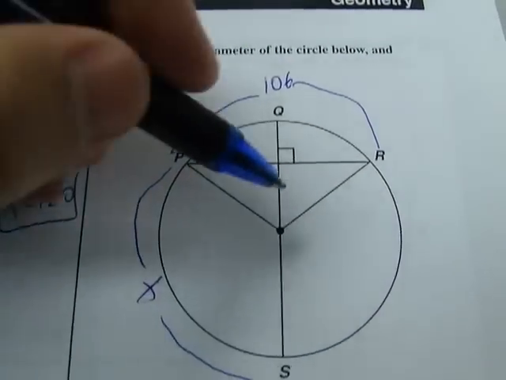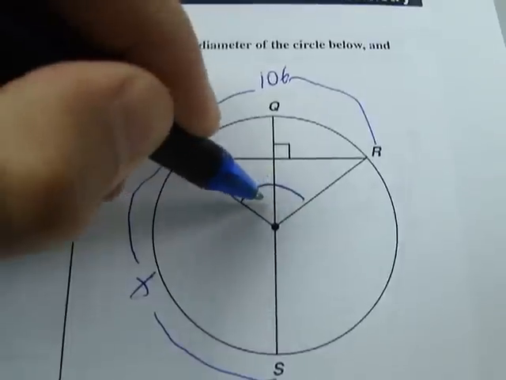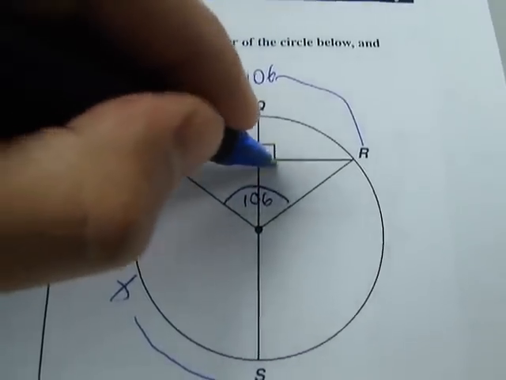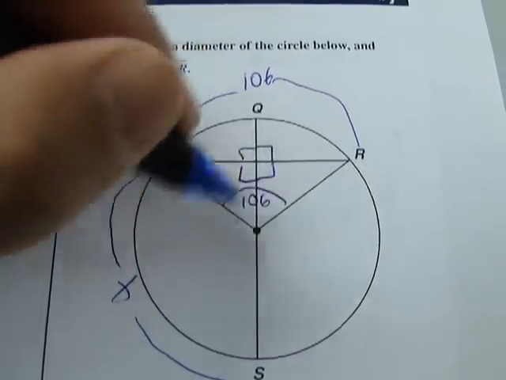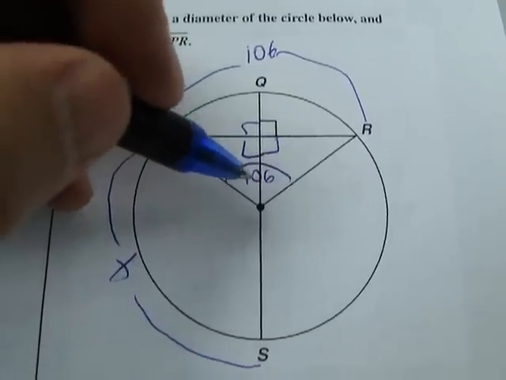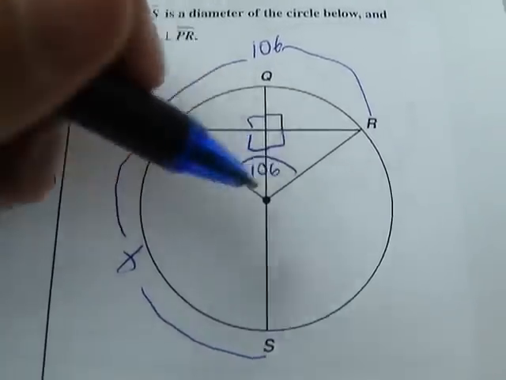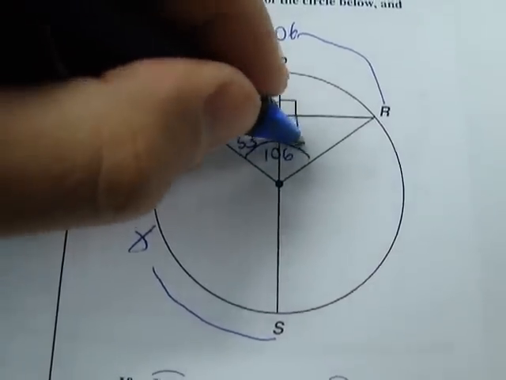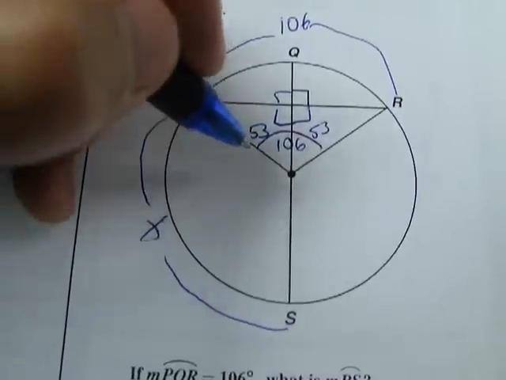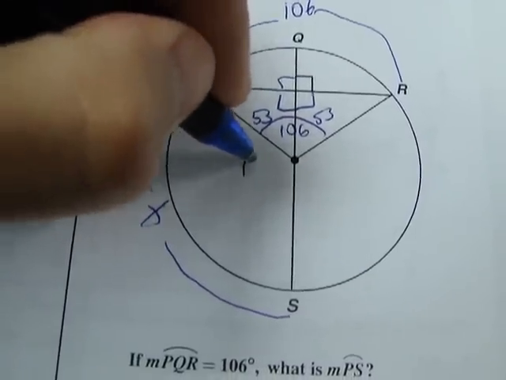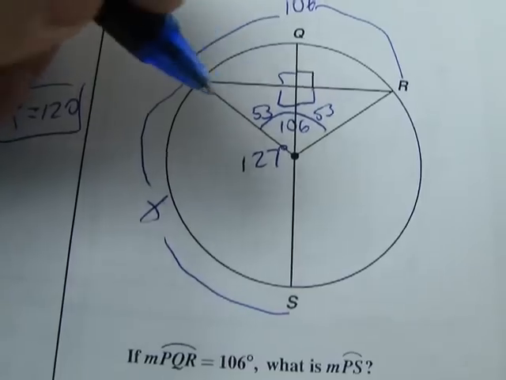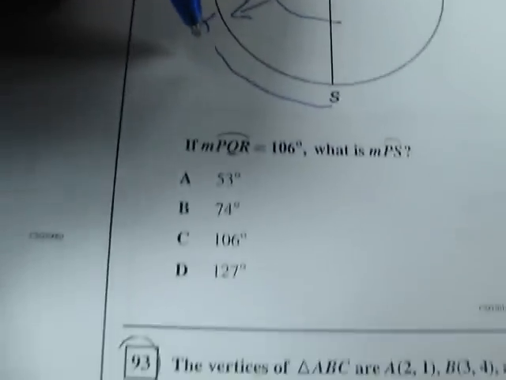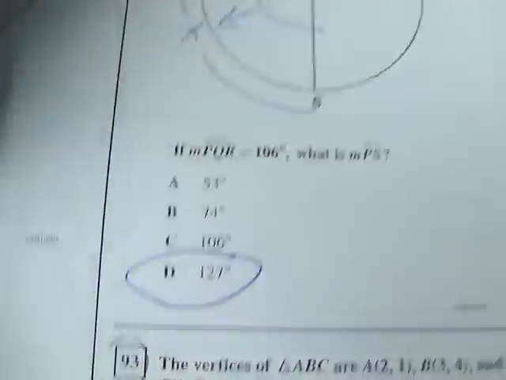If this is a 106 degree arc, then we know that the central angle attached to it is also 106. We also know that these are perpendicular, so that this is 90, 90, 90. So then this is going to be 53 and 53. So then this angle here, see, 53, 53 to make the 106. So this angle here has got to be 127 degrees. And of course, this central angle has to be congruent to the arc attached to it. Therefore, x is also 127.